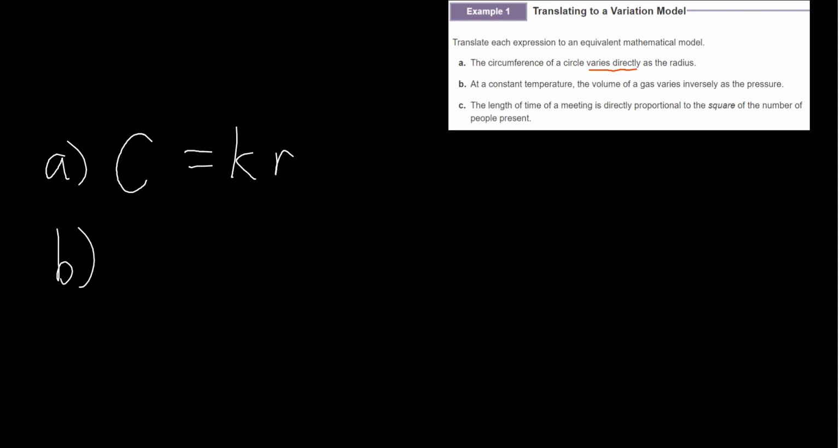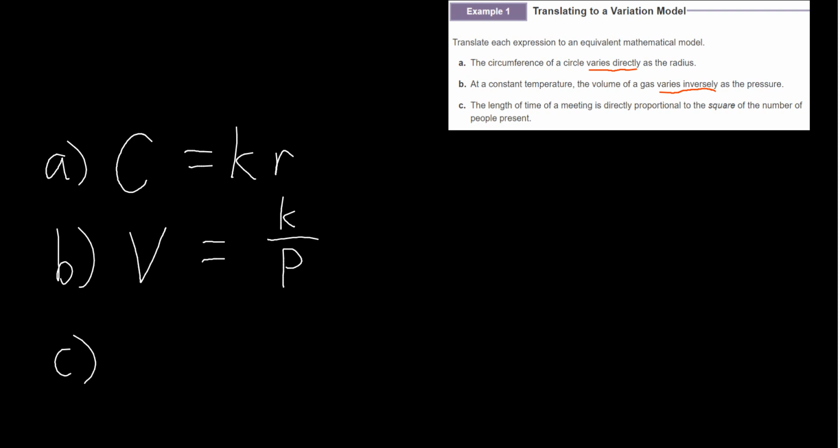B reads: at a constant temperature, the volume of a gas varies inversely as the pressure. So it varies inversely, so we're going to have that fraction. The volume of a gas, we're going to put V is equal to, and we're varying inversely, so we're going to put the k in the numerator over the pressure. And the pressure is just going to be P.